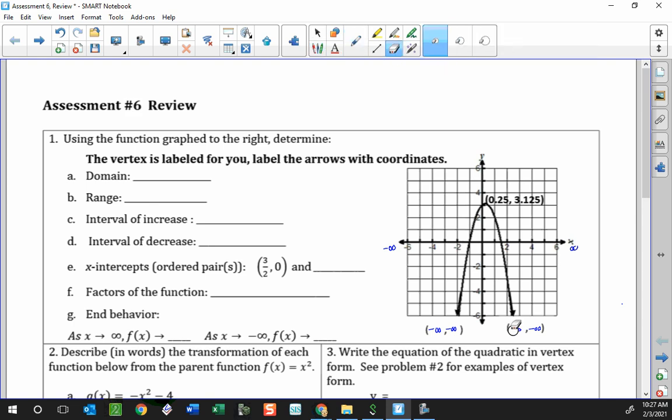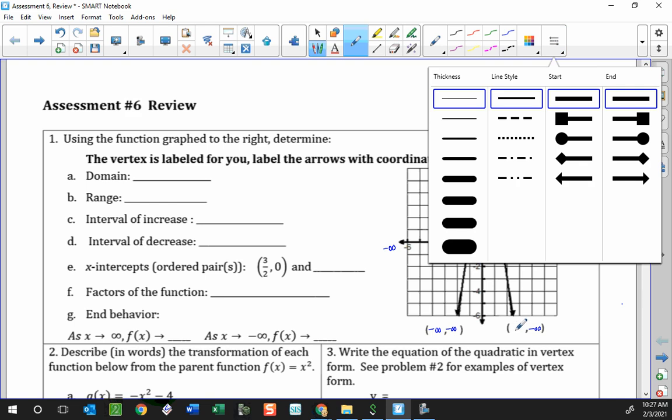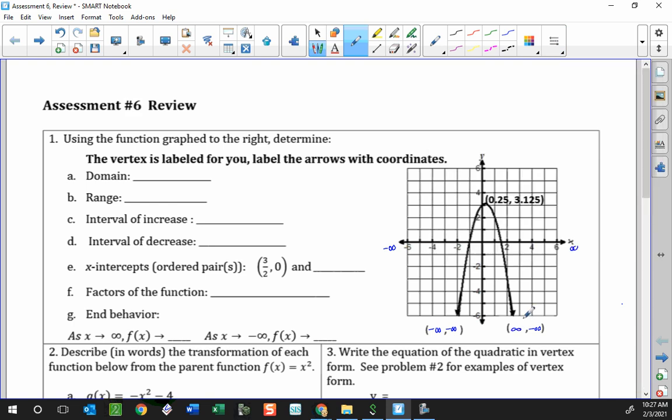All right. So once we have those labeled, then we can go over and do our domain and range. Remember, our domain is the smallest and the largest x value. So that would be negative infinity to positive infinity. It's the width of the graph. All right, our range is our low to our high. So our lowest is negative infinity, but our highest is right here, this y value here, 3.125. So we want to say negative infinity, comma, 3.125 with a bracket, because it's touching that.